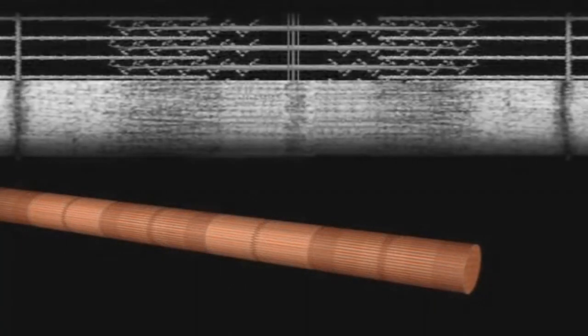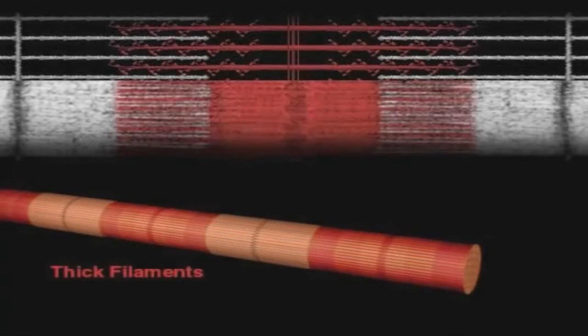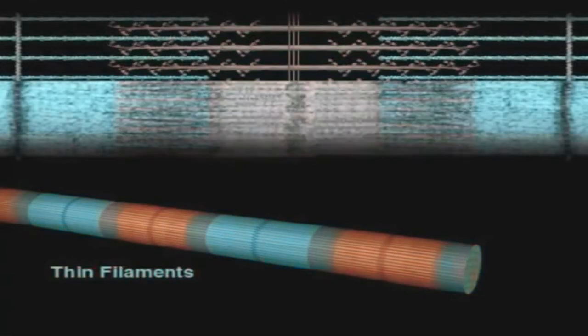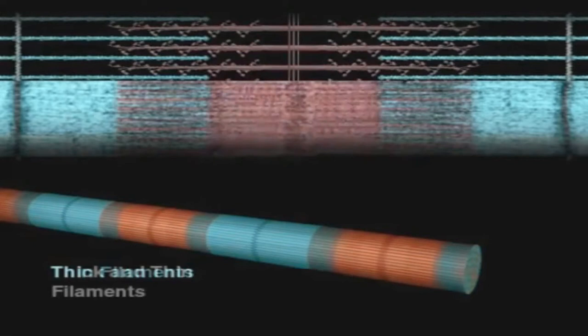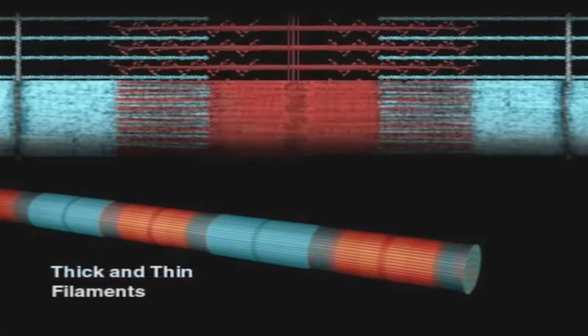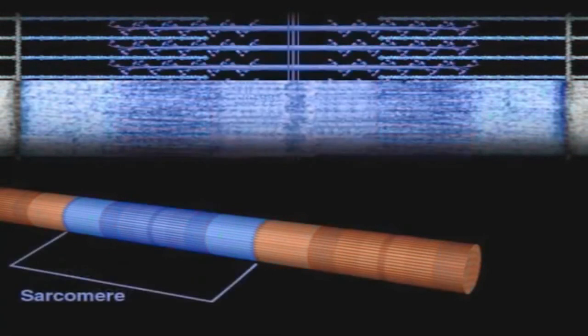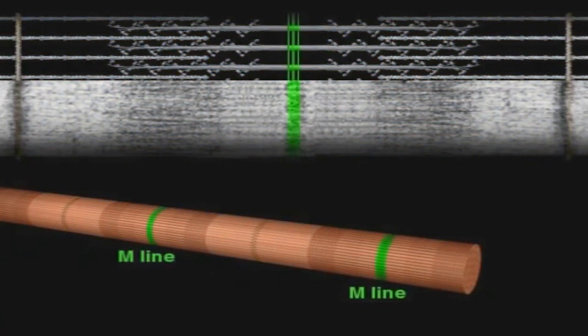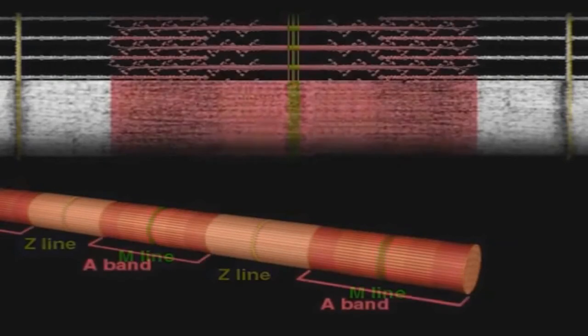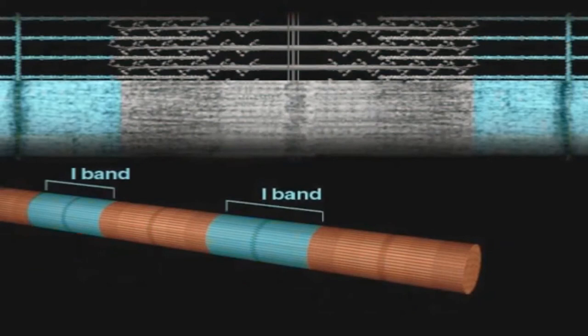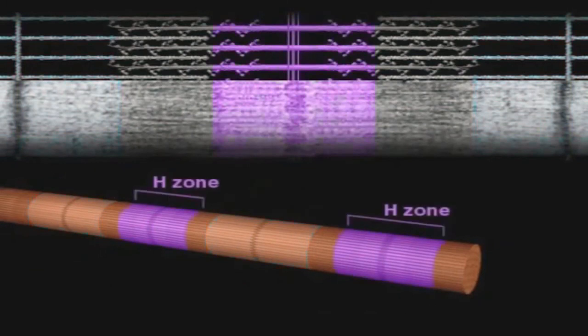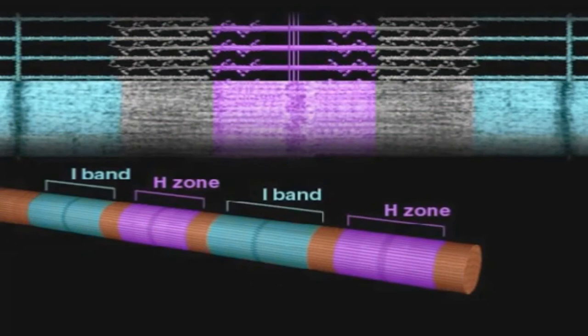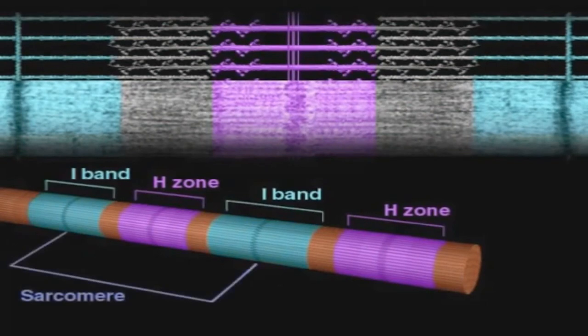So these are the actin and myosin filaments now. Thick filaments of myosin and thin filaments of actin. Thick and thin filaments, actin and myosin, combined are called sarcomeres. M line and Z bands, Z lines. One unit is called the A band. So alternately there are I bands and H zones.